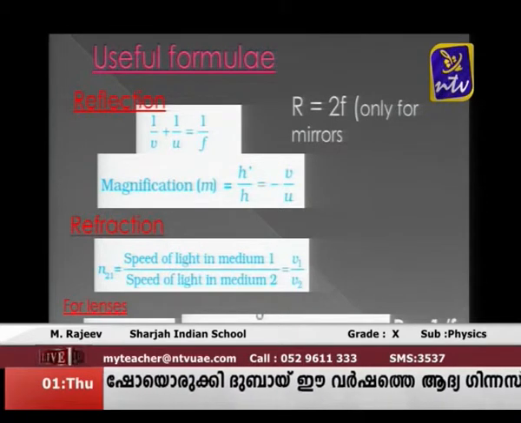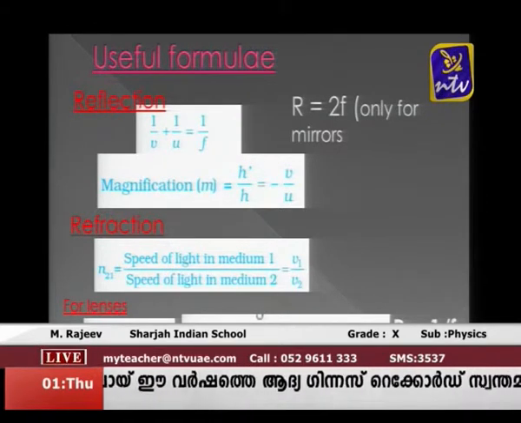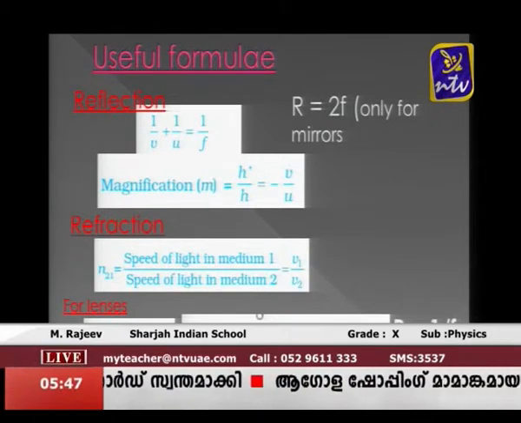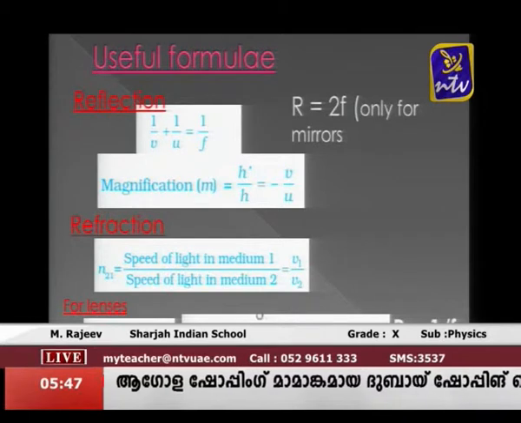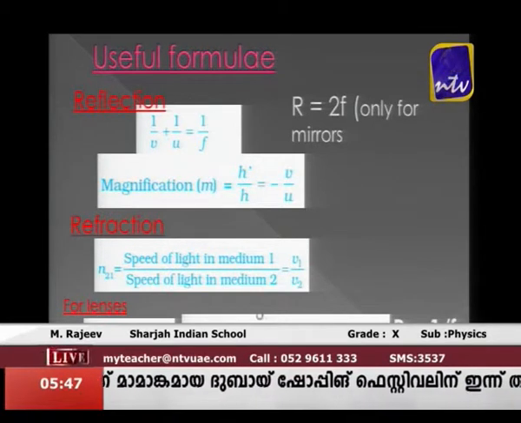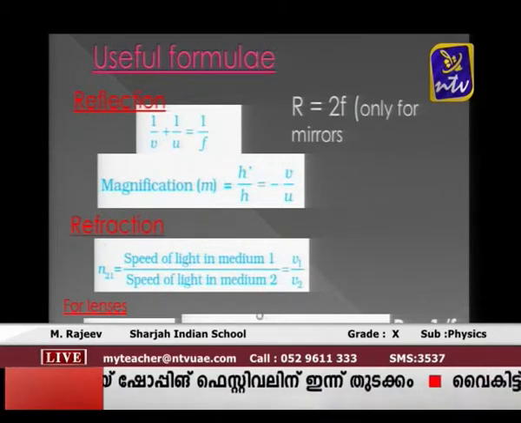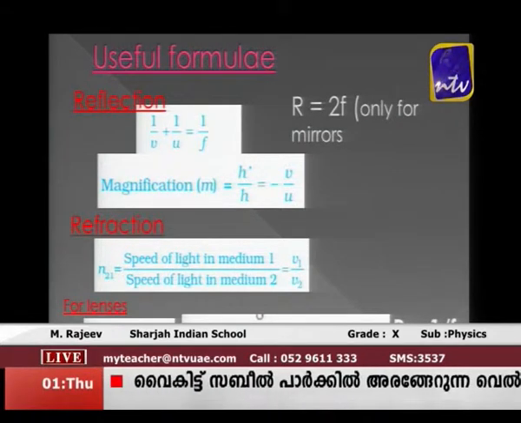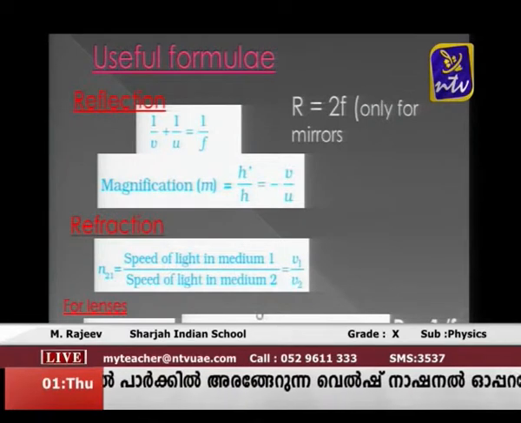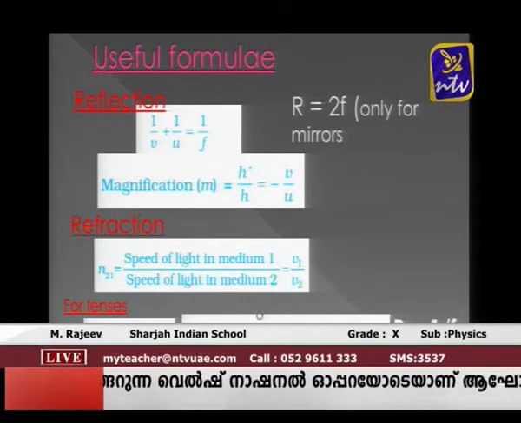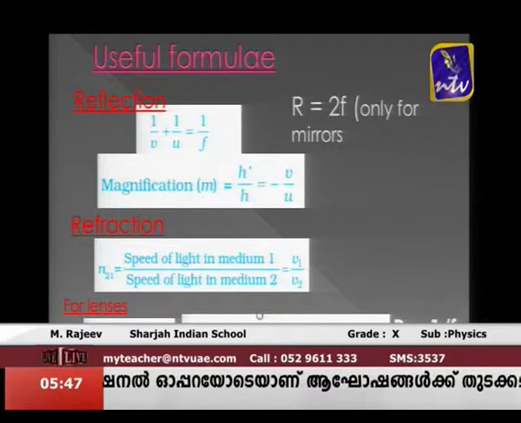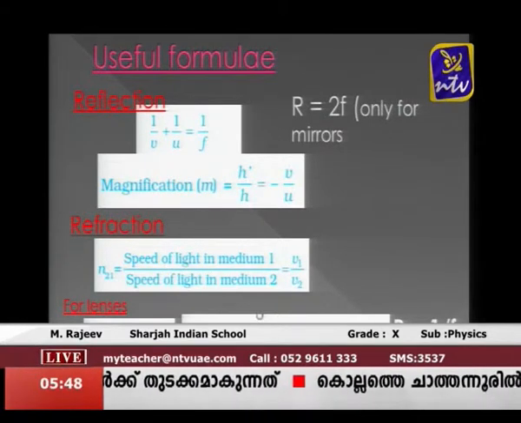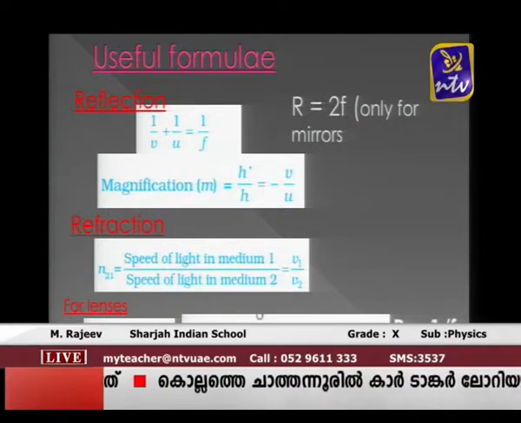For reflection, 1/v + 1/u = 1/f. Then the equation for magnification: h' indicates the height of the image, so h'/h = -v/u. Be very clear, for a mirror the magnification equation is m = -v/u. Whereas for refraction we have the ratio of the speed of light in medium 1 to the speed of light in medium 2. Then for lenses the equation is 1/v - 1/u = 1/f, and magnification is v/u, and also for lenses we have the equation power P = 1/f.